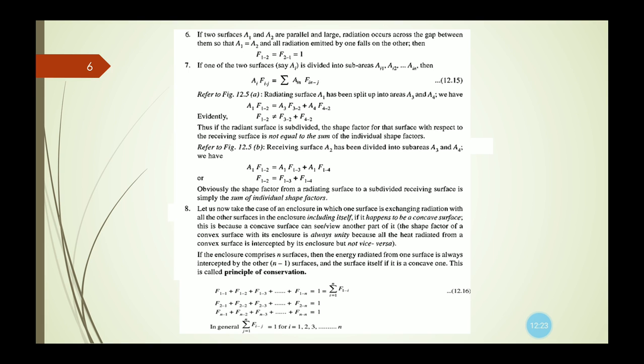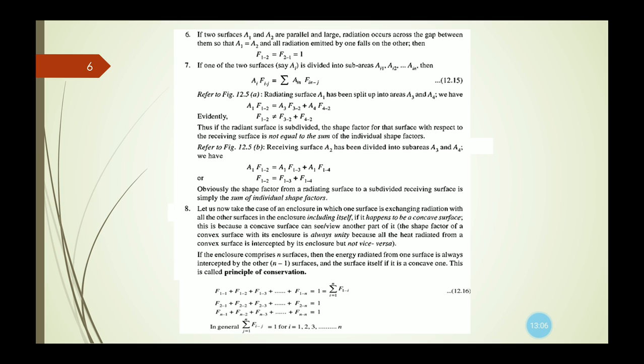Next, number 6. If two surfaces A1 and A2 are parallel and large, radiation occurs across the gap between them so that A1 equals A2 and all radiation emitted by one falls on the other. In that case, F12 equals F21 equals 1. Next, number 7. If one of the two surfaces, say Ai, is divided into sub-areas Ai1, Ai2, up to Ain, then Ai Fij equals the summation of Ain Finj.